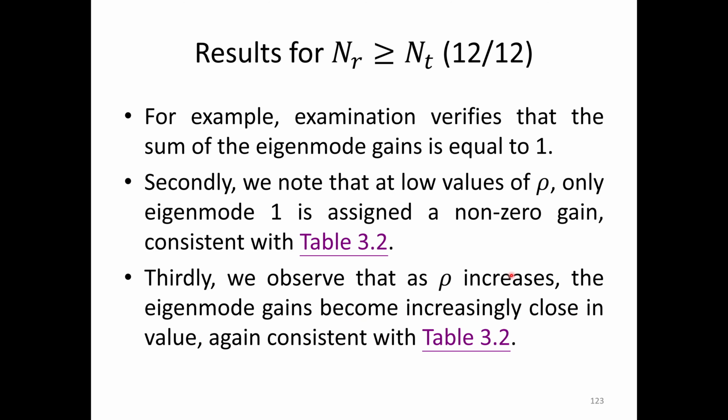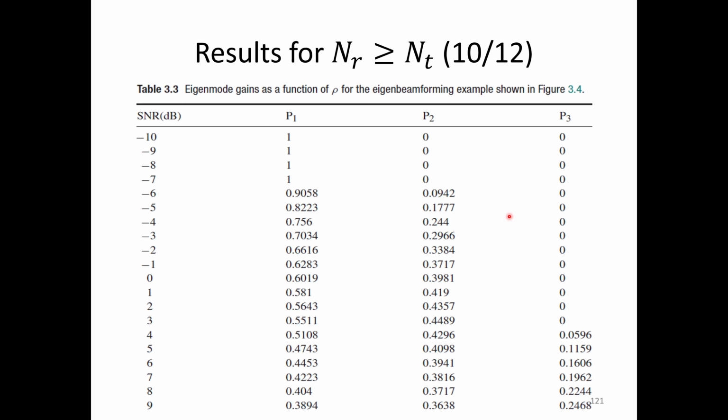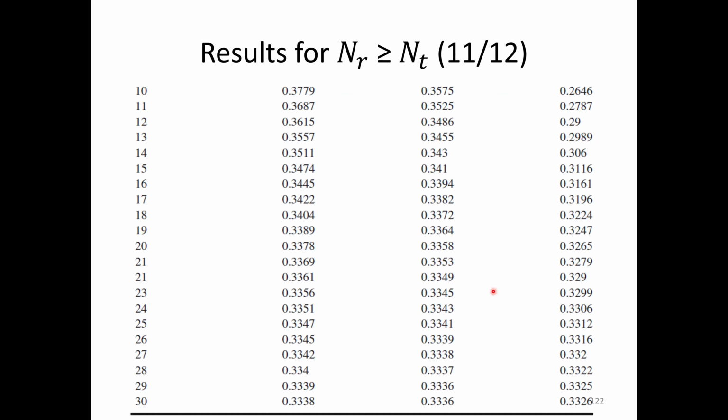table 3.2. Let us go back to table 3.3. You can see that as SNR increases, P1 from 1 becomes smaller, and P2 from 0 becomes larger, and P3 from 0 becomes larger. And finally, when SNR is equal to 30 dB, P1 is equal to 0.3338, which is approximately 1/3.